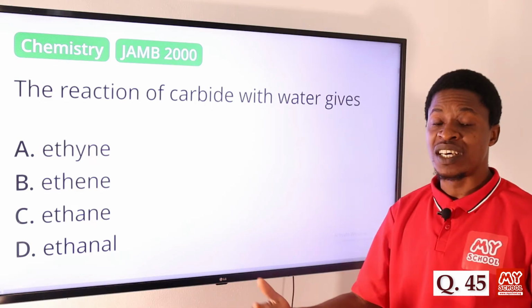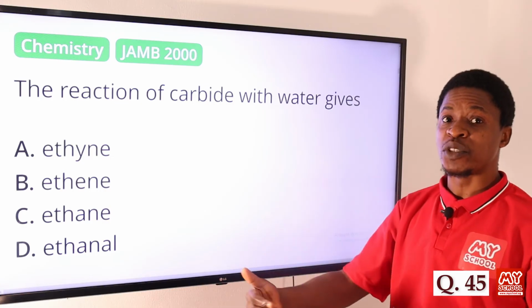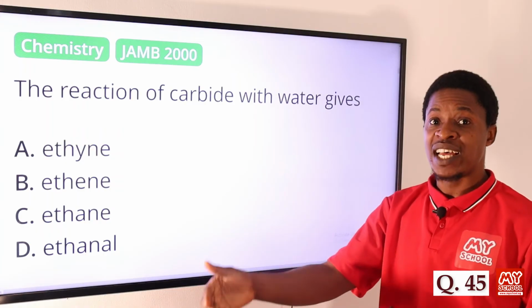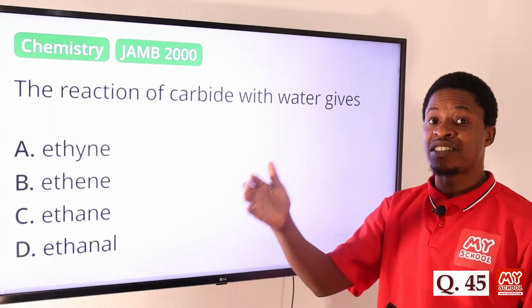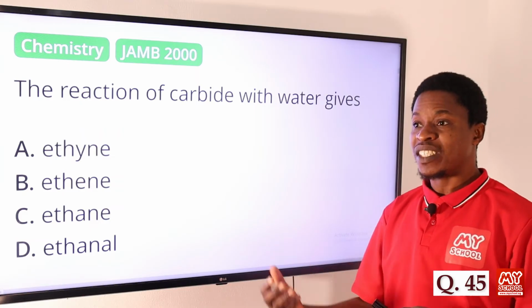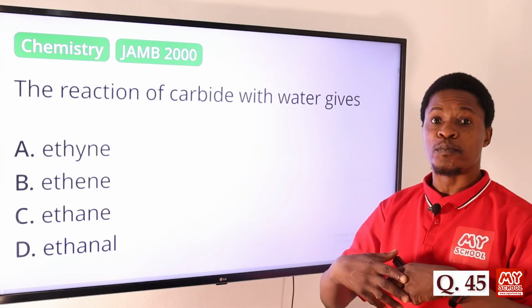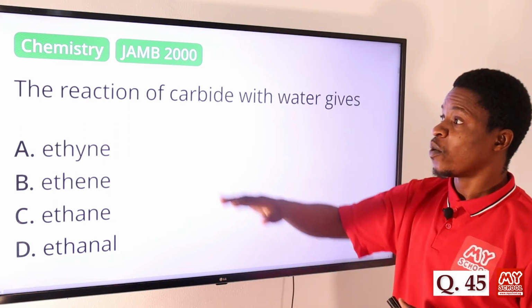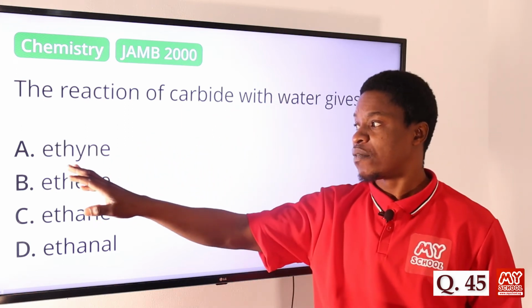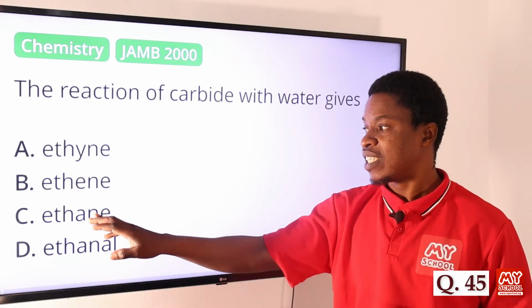So in the production, how do we get it? It is just a reaction between ethine and water. When ethine reacts with water, calcium carbide is formed. In fact, calcium carbide is used as explosives. In some places, just set a fire, it can blow off so much. So the reaction of carbide with water gives what? Is it ethine, ethene, ethane, ethanol?